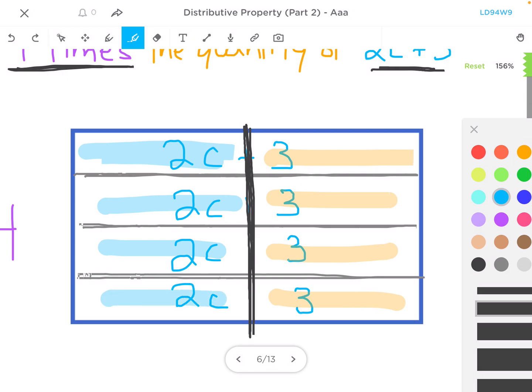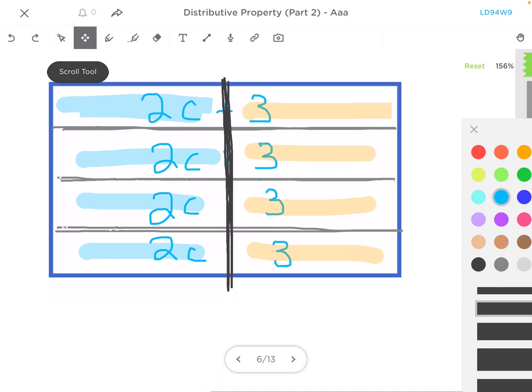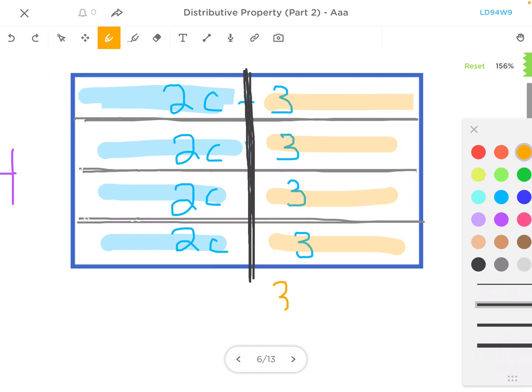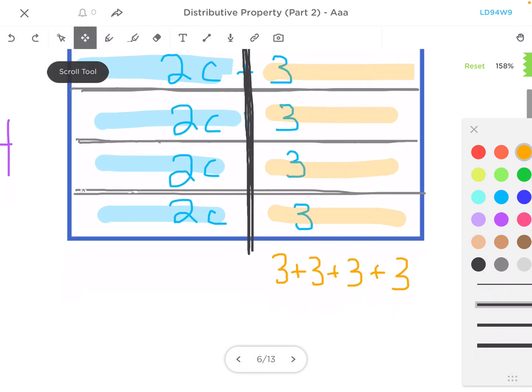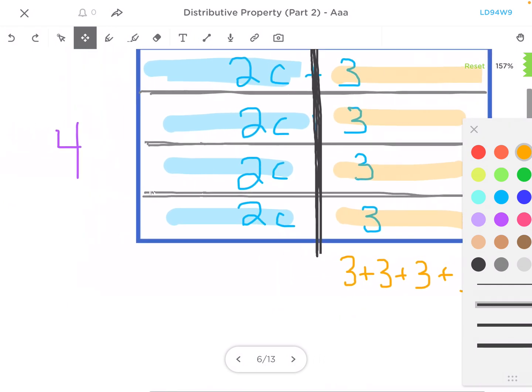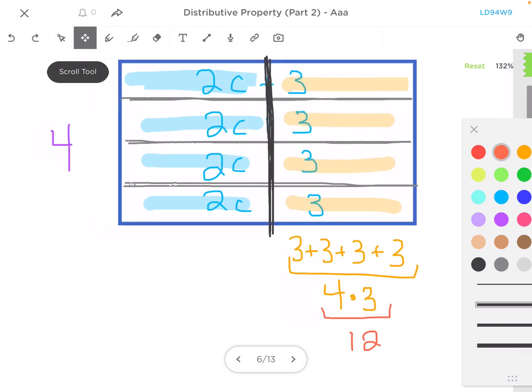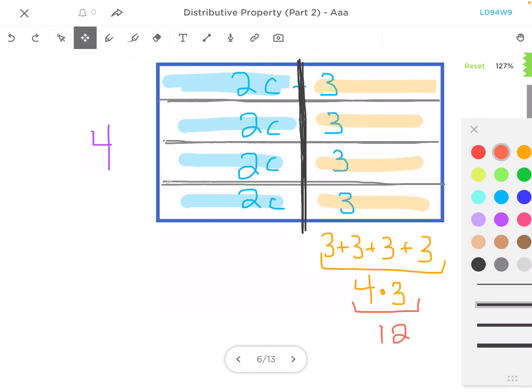Okay, at this point, I can add up all the 3's on the right side. So I'm going to write those down. There's a 3, and another 3, and another 3, and another 3. This is the same as saying 4 times 3. And you might know 4 times 3, and if you didn't know 4 times 3, you could put those in a calculator. That's 12. On the right side, we have 4 3's. Together, that makes 12.